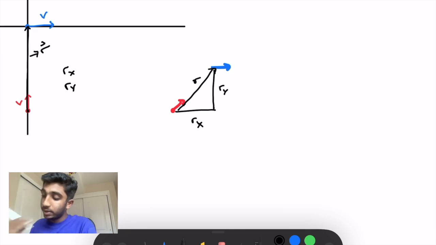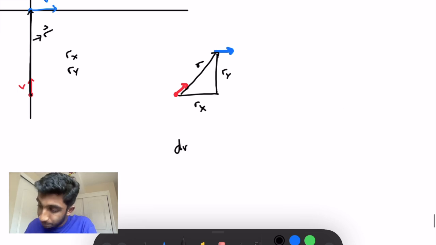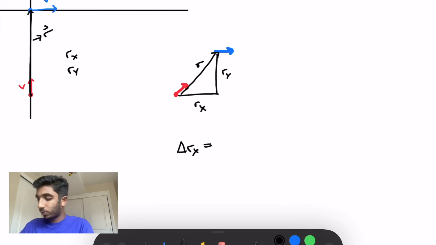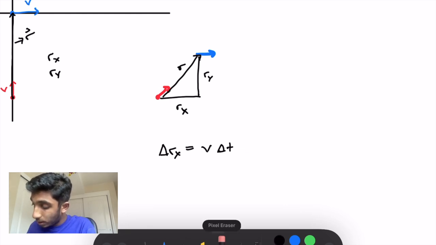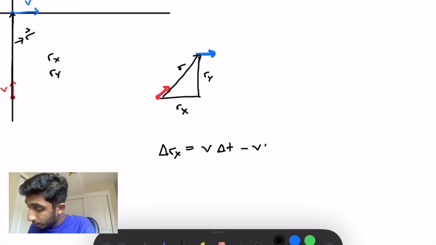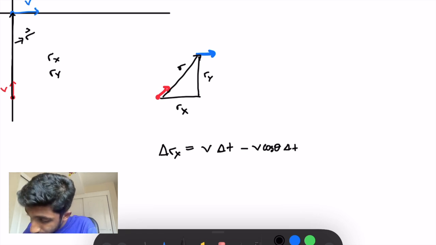So now we try to find the change in x per unit time. The change in r_x, dr_x, will be equal to the following. The robber will move v times delta t in a time of delta t, because it's always going in a straight line along the x-axis, while in a small time delta t, the cop will move forward by v cosine theta delta t, where theta is this angle over here.